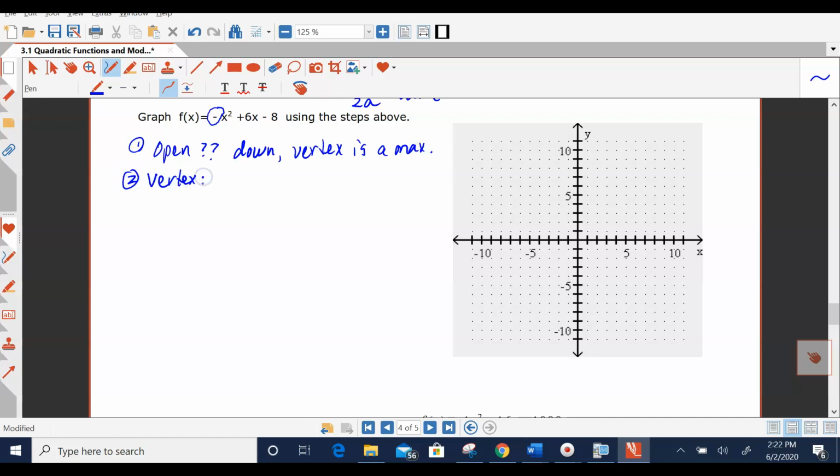So it's not in the HK format, so I need to calculate negative b over 2a. So in this case, b is positive 6, so I'll have negative 6 over 2 times a, and a is a negative 1. A is that leading coefficient. So I get a negative 6 over a negative 2, which is a positive 3. So that's the x-coordinate for my vertex.